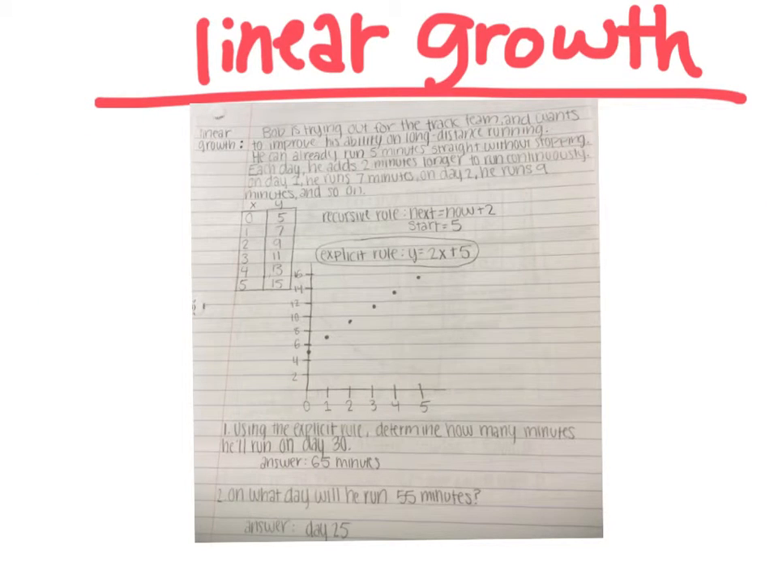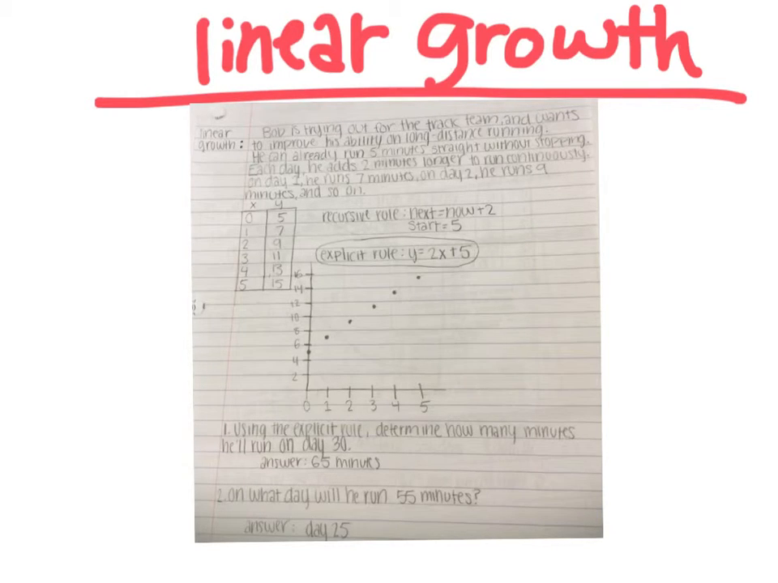Bob is trying out for the track team and wants to improve his ability on long distance running. He can already run 5 minutes straight without stopping. Each day he adds 2 minutes longer to run continuously. On day 1 he runs 7 minutes, on day 2 he runs 9 minutes, and so on.